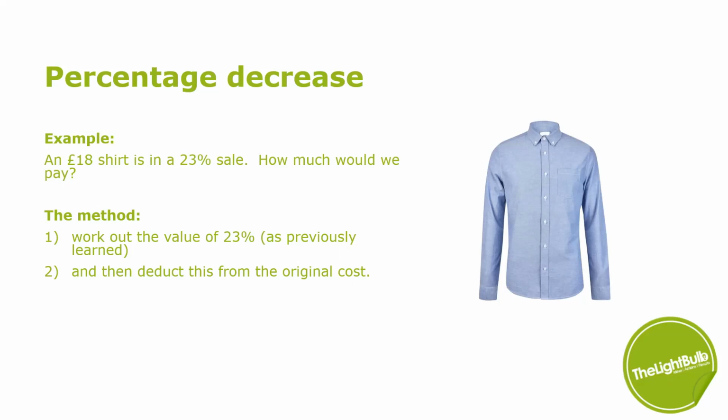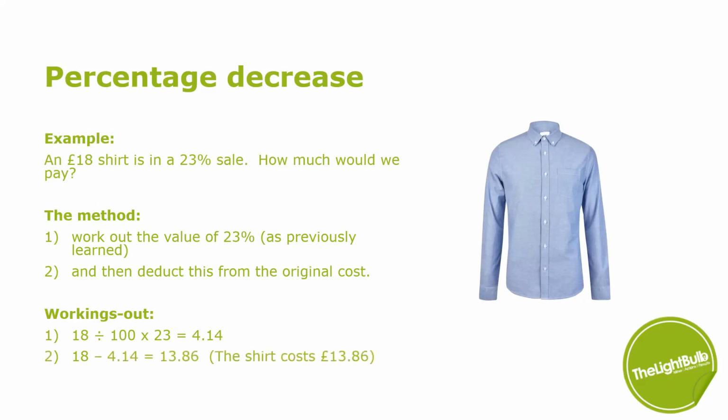Okay, so step one, 18 divided by 100 times by 23, which is 4.14, or in other words, £4.14 here because we're dealing with money. And then the second step is taking that away from the original amount. So £18 take away £4.14 leaves us with £13.86. So that'll be the new cost of the shirt.